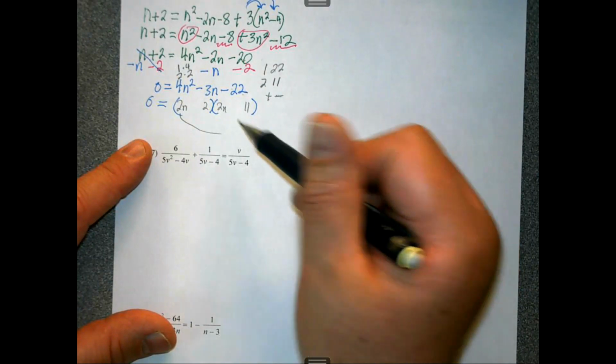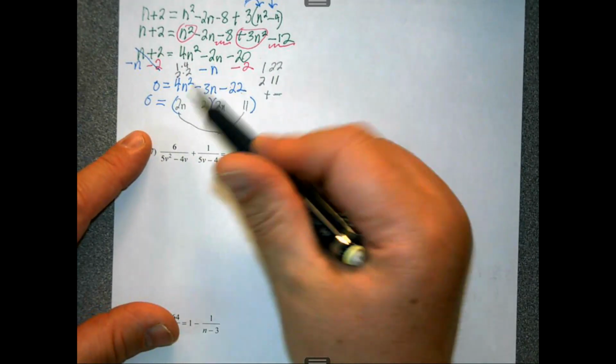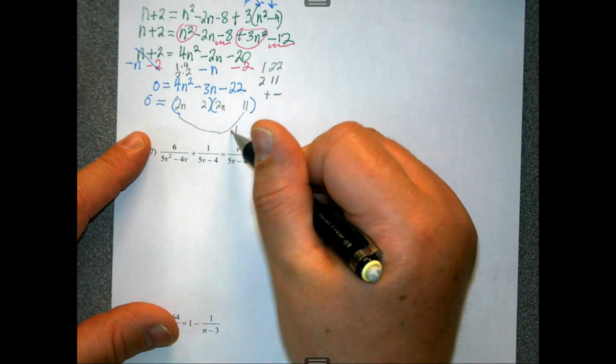Did you see your mistake? Okay. There you go. 2n and 11 is 22n.